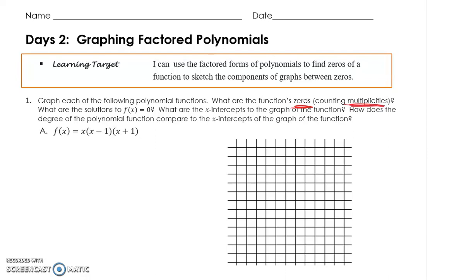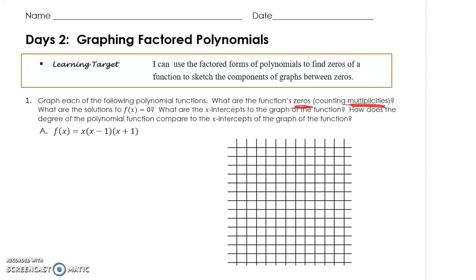And we will count the multiplicities. What multiplicities are is like how many times is that zero occurring, and we will see when that happens. And then we will graph the polynomial based on those zeros or based on those x-intercepts.